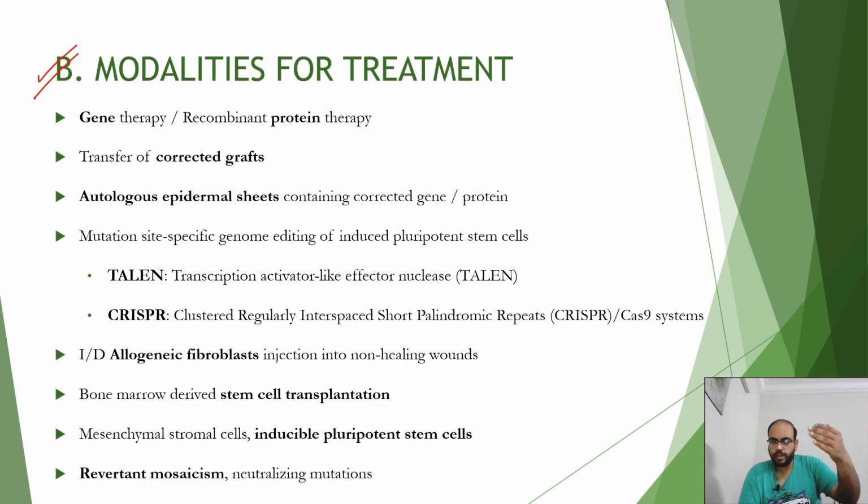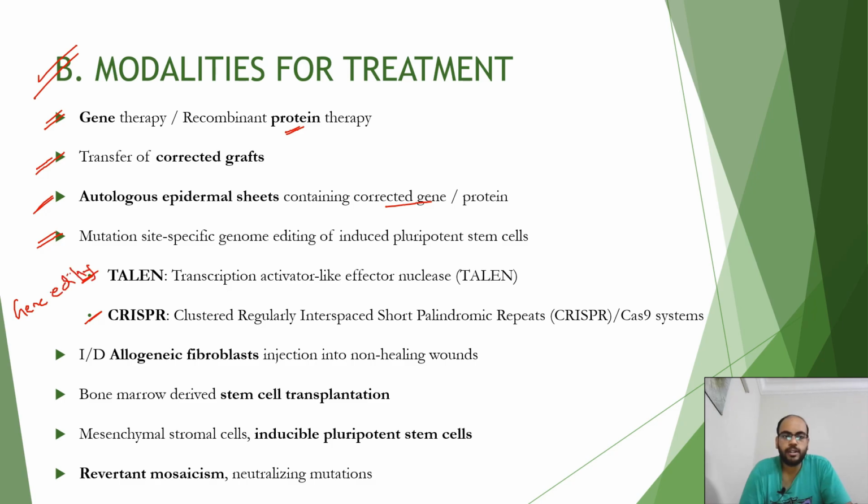So I've enumerated all the modalities that I could find. So there's gene therapy, recombinant protein therapy, transfer of corrected grafts, autologous epidermal sheets with the corrected gene editing by using TALEN and CRISPR. So these are two ways in which gene editing can happen. There's also another way known as zinc finger motif, but we will not discuss.